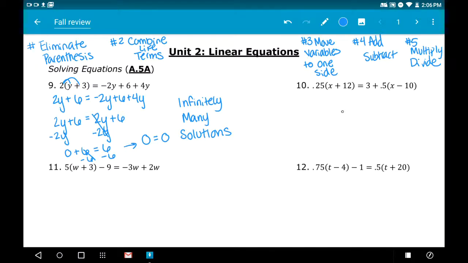For number 10, we're going to use our same steps. So we start by eliminating parentheses. But this time we have 2 sets of parentheses. So I'm first going to have 0.25 times x. So that's 0.25x. Now 0.25 times 12. So 0.25 is the same as 1/4. So 1/4 times 12 is going to be plus 3. And that's going to equal 3 plus, now 0.5 times x is 0.5x. 0.5 times negative 10. That's basically 0.5 is a half. So 1/2 times negative 10 is negative 5.